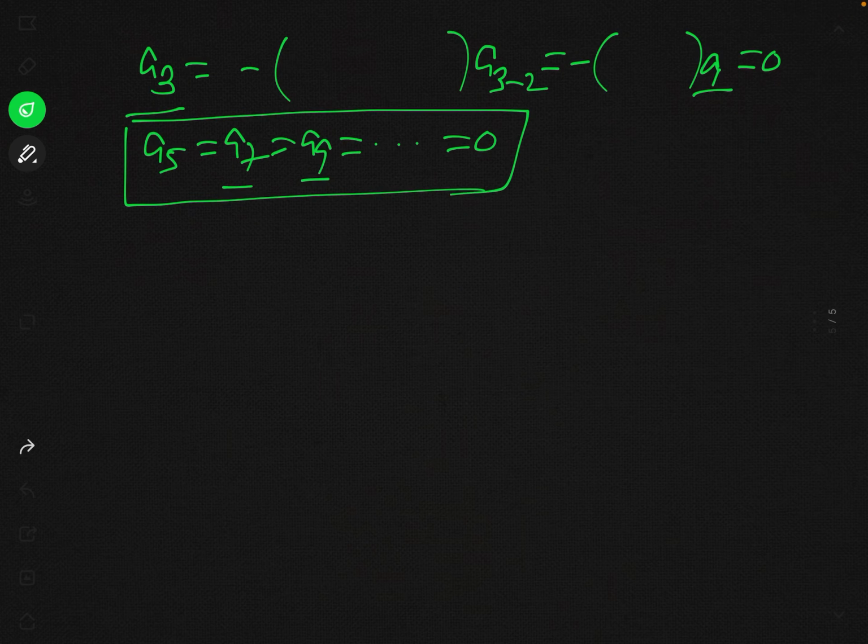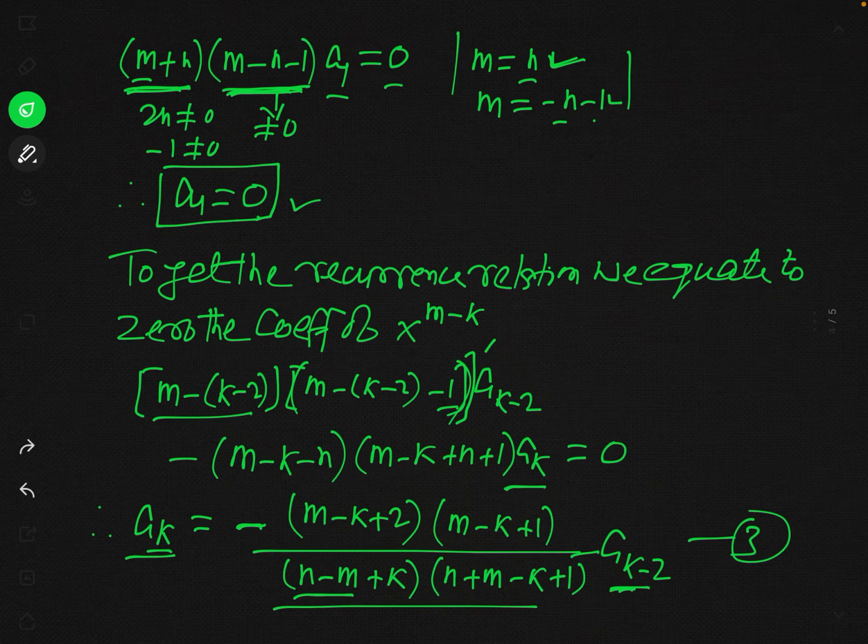Now, to know the other coefficients, that is a2, a4, a6 and so on, since the quadratic equation, or the indicial equation, has two roots, we will find the two solutions of this Legendre equation by taking the two roots of the indicial equation. So now in case one, we will consider the first root of the indicial equation. You have calculated just now what the first root is. The first root is m equal to n. So when m is equal to n, what will be the recurrence relation?